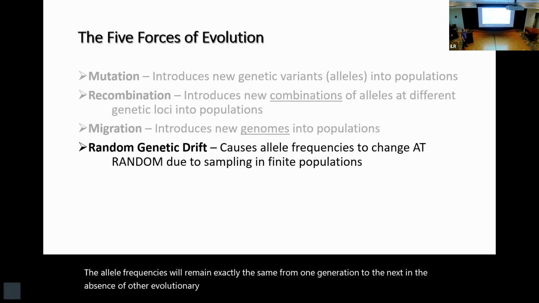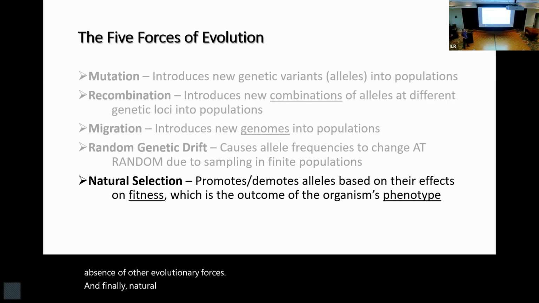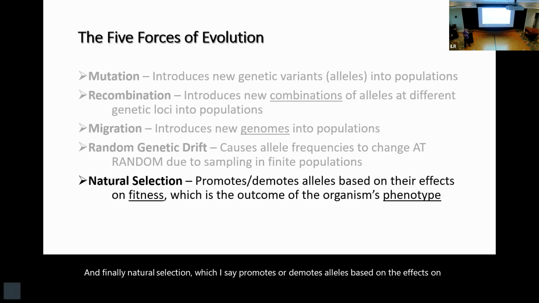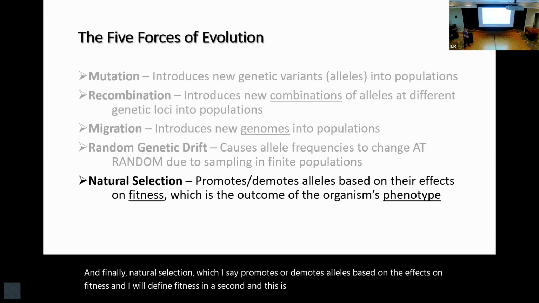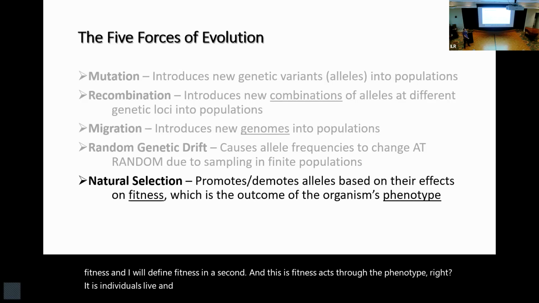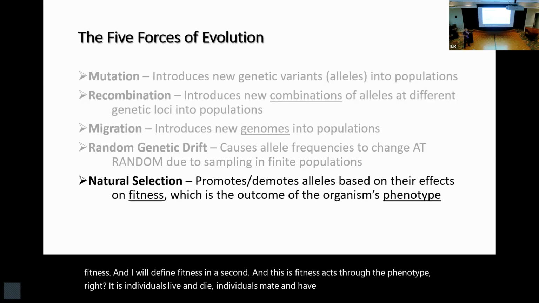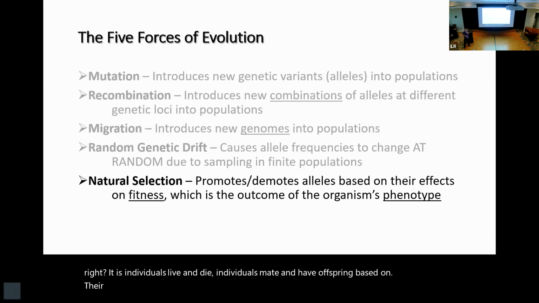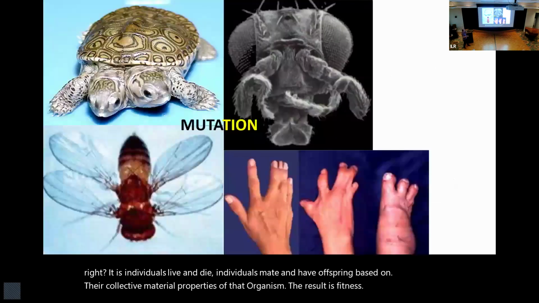And finally, natural selection, which I say either promotes or demotes alleles based on their effects on fitness. I will define fitness in a second. Fitness acts through the phenotype, right? Individuals live and die, individuals mate and have offspring based on the collective material properties of that organism. The result is fitness. Okay, so let me make sure I didn't skip a slide.